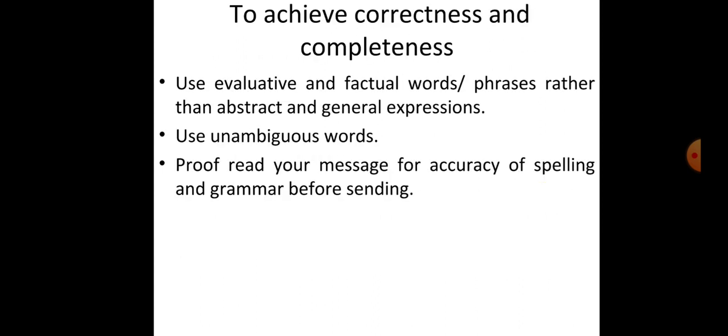Moving to the next slide, here we are going to talk about how to achieve correctness and completeness. If you want to achieve these two major aspects of a business letter, correctness and completeness, there are certain things we need to follow. If you want your letter to be correct and completely complete, then you need to follow certain things. As far as achieving correctness and completeness is concerned, there are certain things that we have to focus on. Which are they? Just look at this.